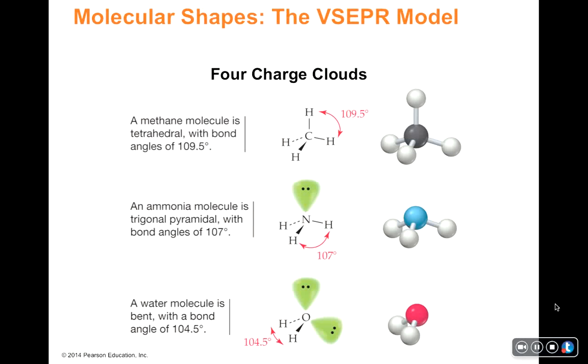Actually, let me back up. So these 4 charge clouds, when you predict these, it's fine for you to predict 109.5. They're showing the smaller angles, and that's again the difference between the lone pairs and 2 atoms. 2 atoms generally repel each other with less force than a lone pair and an atom will. So that's why we end up with the different numbers that you see.